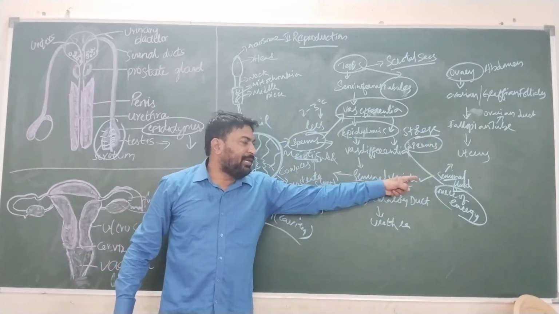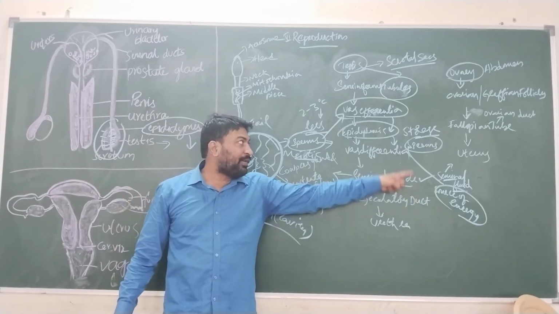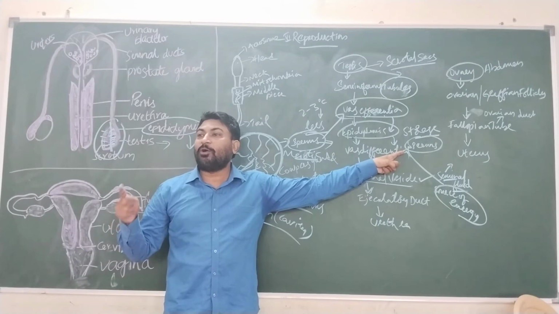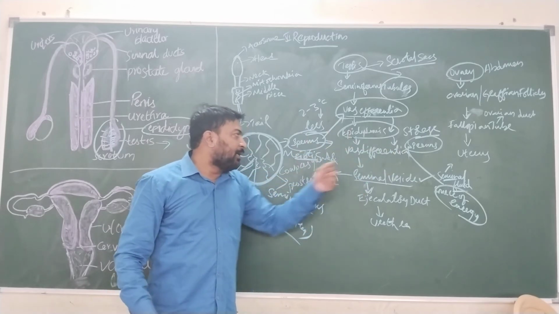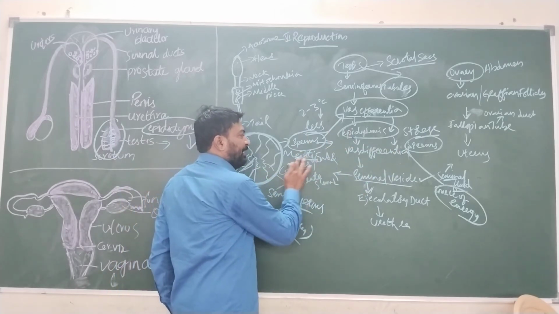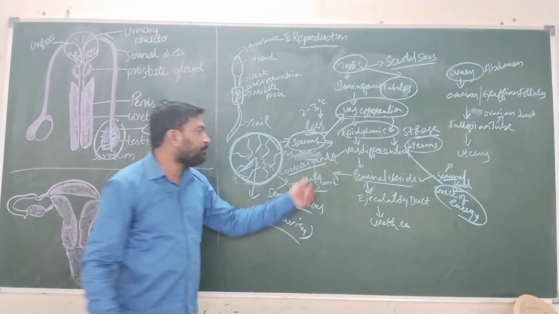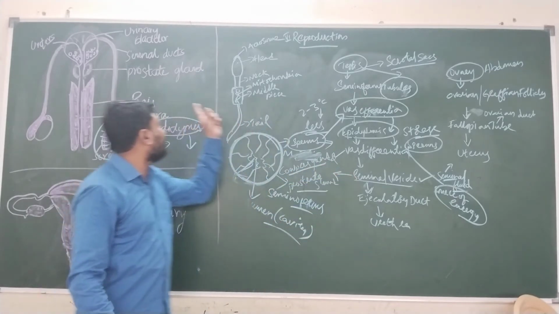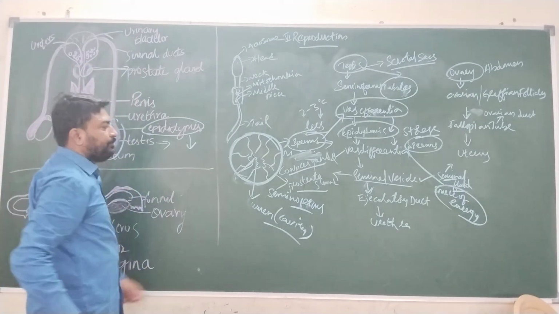Seminal vesicle releases seminal fluid. This seminal fluid acts as the source of energy for sperms when they are outside the male reproductive system, when they are out of the male organism. And the seminal vesicles are associated with Cowper's gland and prostate gland.